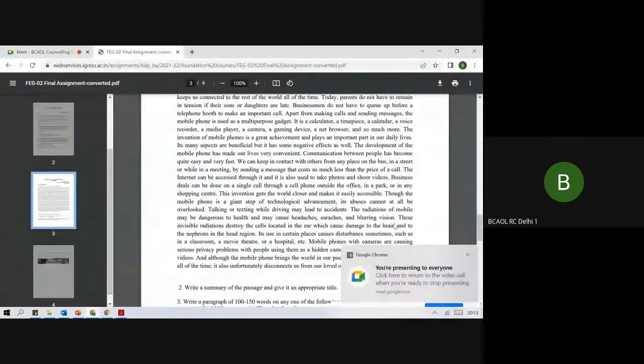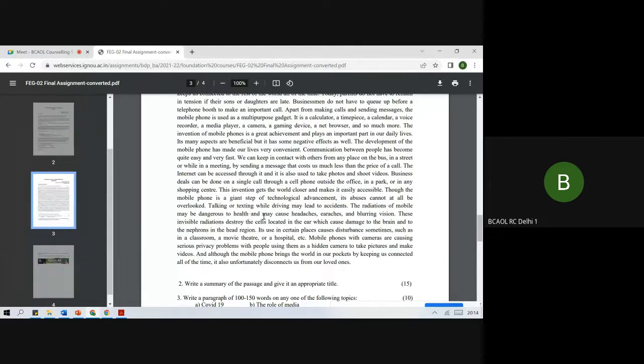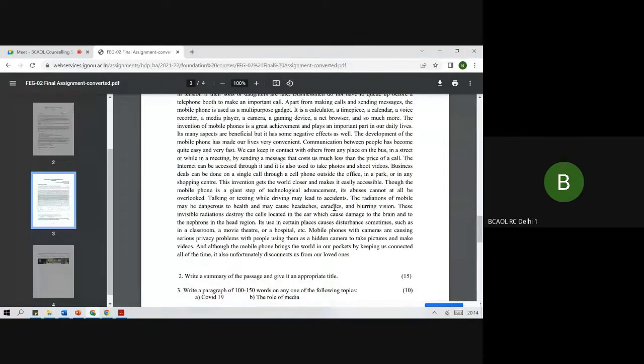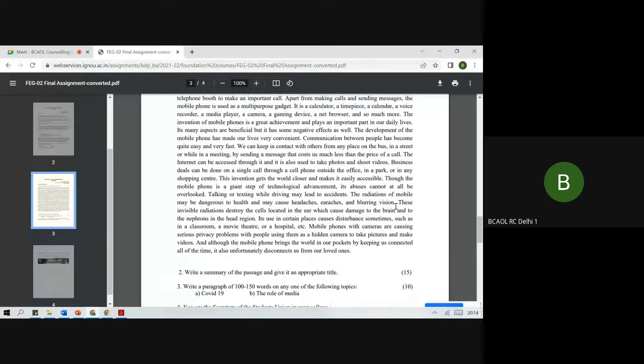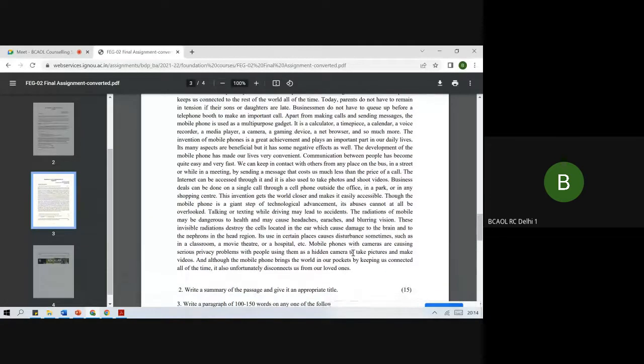It may lead to accidents, cause headache, rashes, blurring vision. These are some health hazards due to the excessive use of mobile phone. These are the demerits or disadvantages or side effects of using mobile phone. Let's explain.